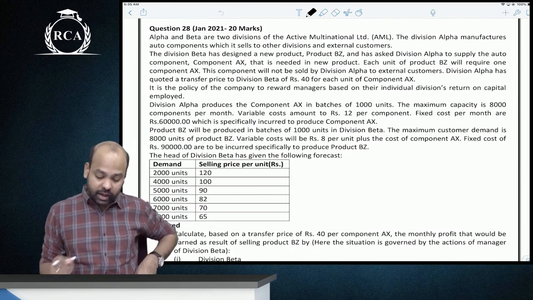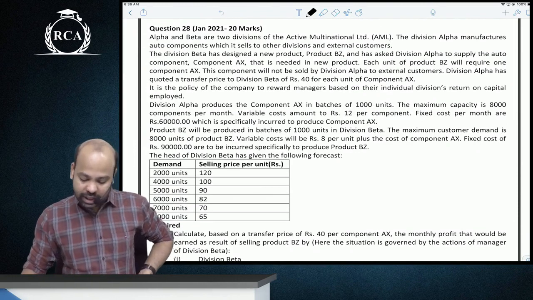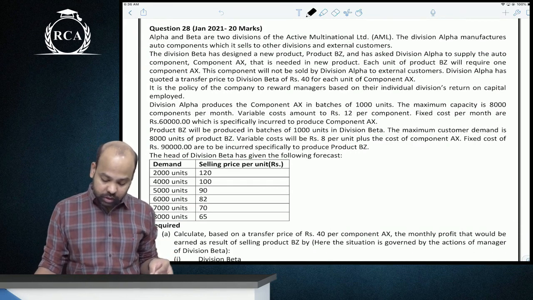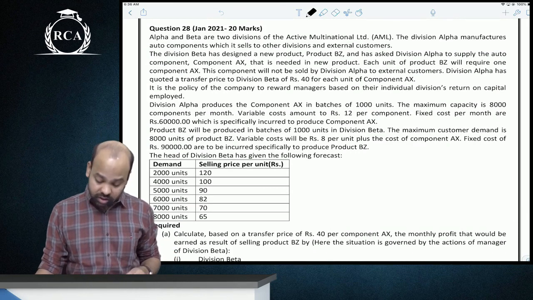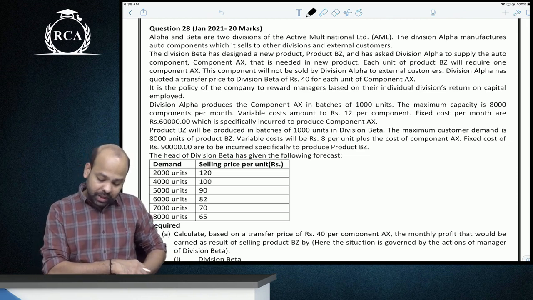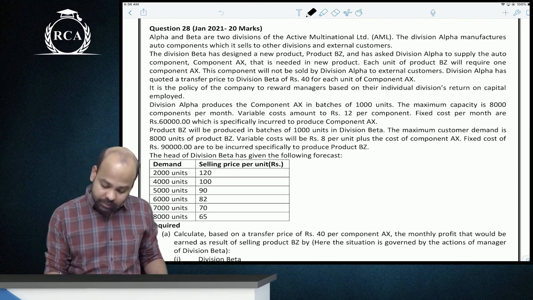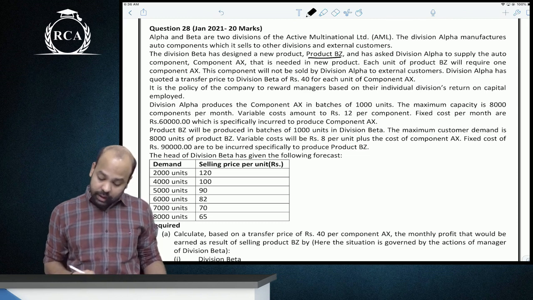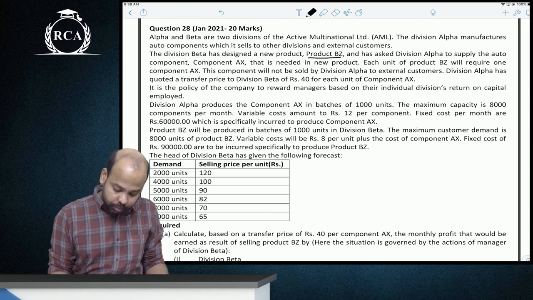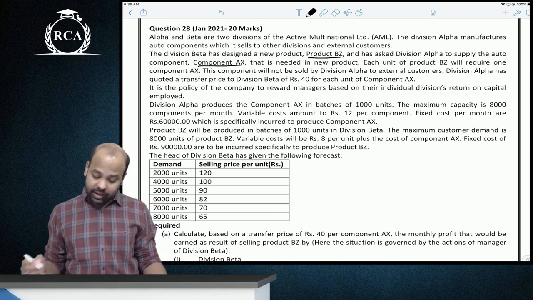Question number 28. Alpha and Beta are two divisions of Active Multinational Limited. Division Alpha manufactures auto components which it sells to other divisions and external customers. Division Beta has designed a new product called product BZ and has asked Division Alpha to supply the auto component AX that is needed in the new product.